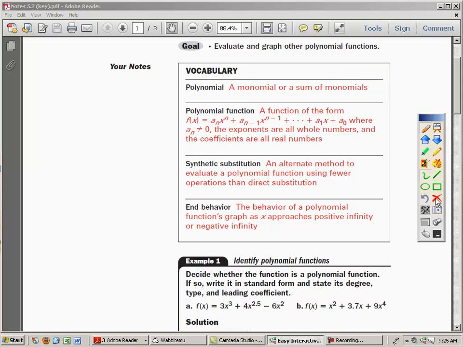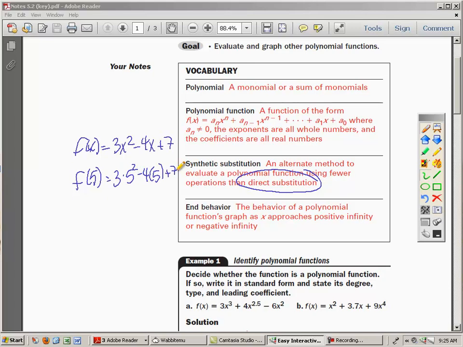Synthetic substitution is an alternate method to evaluate a polynomial function using fewer operations than direct substitution. Direct substitution says, for example, if I had f of x equals 3x squared minus 4x plus 7, and I asked you to find f of 5, you're going to do 3 times 5 squared minus 4 times 5 plus 7. You're going to plug that 5 in every place you see an x, and then go from there. There's a better, shorter method called synthetic substitution, which we'll be showing you during this section.